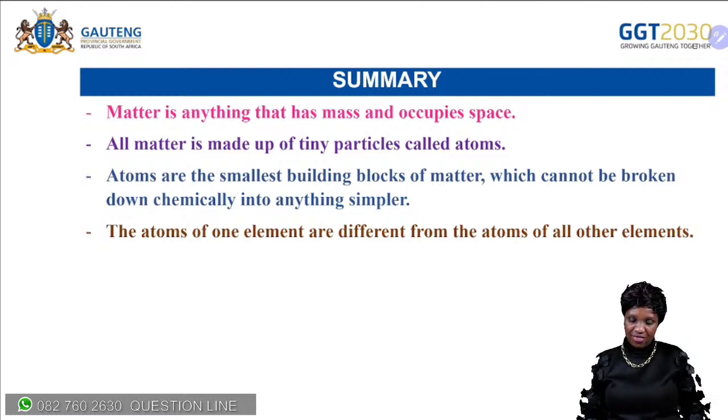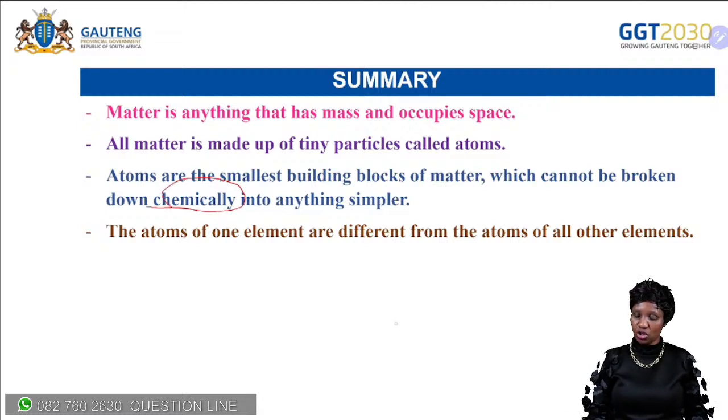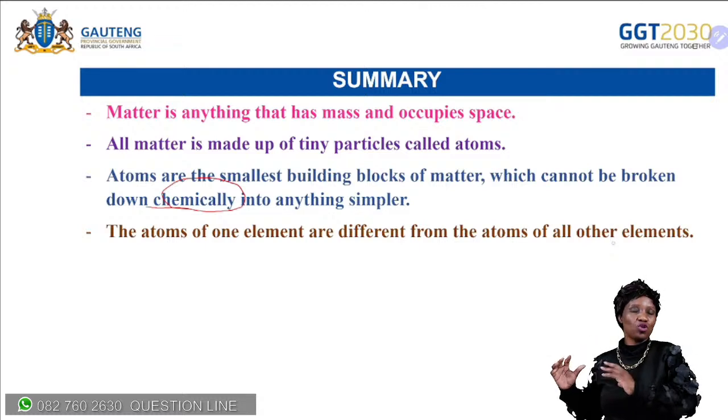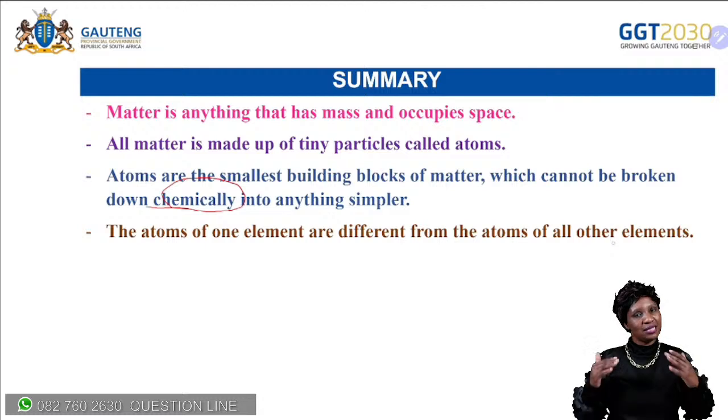Good. And then atoms are the smallest building blocks of matter, which cannot be broken down chemically into anything simpler. And then the atoms of one element are different from the atoms of other elements. What do we mean there? Remember, we said elements are unique. They are different. They are not the same. Therefore, the atoms of one element will be different from atoms of the other element because elements are unique.